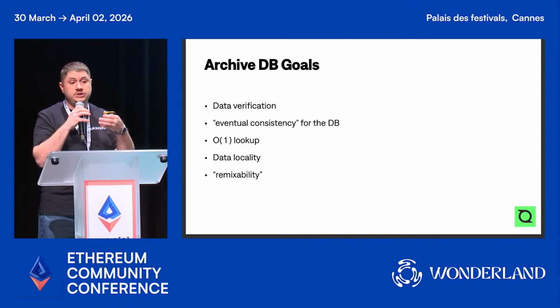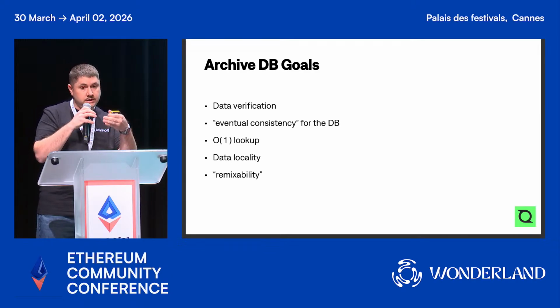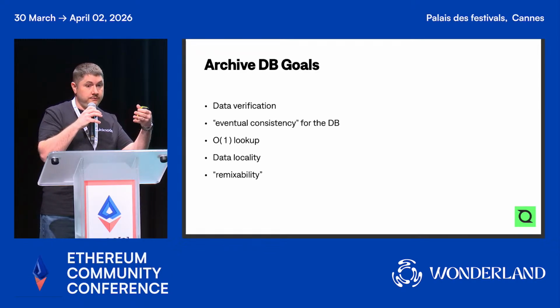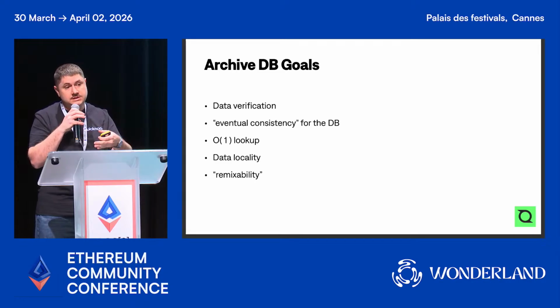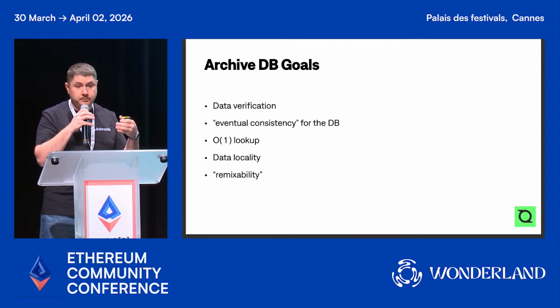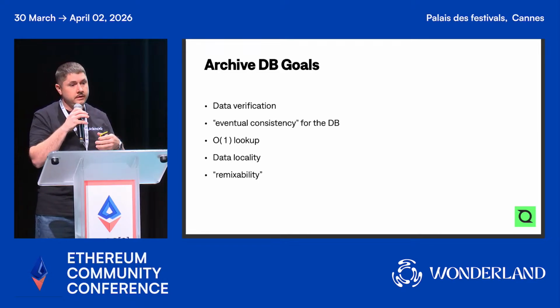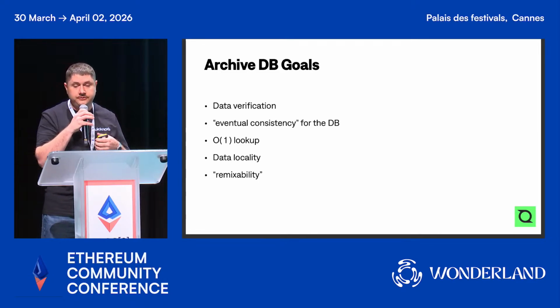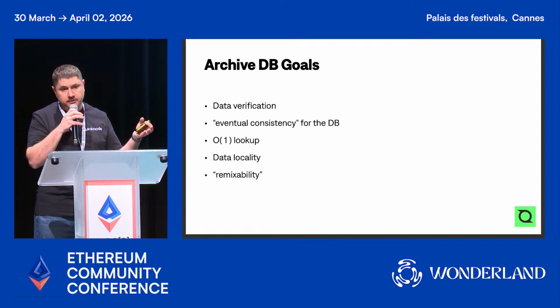In order to achieve that, you really need not only eventual consistency of the chain, but also eventual consistency of the database and the database files. You want it to be O(1) lookup. O(log n) is just not sufficient for an infinite amount of data.